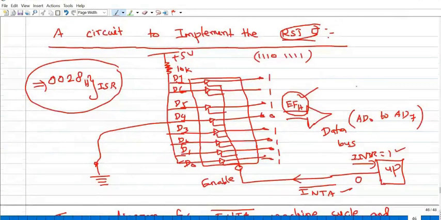Once the INTR line is high, the microprocessor sends the INTA acknowledgement signal. It enables this tri-state buffer. Along with the INTA acknowledgement signal, the external hardware inserts the RST instruction into the microprocessor. The opcode for the corresponding RST instruction is placed on the data bus.